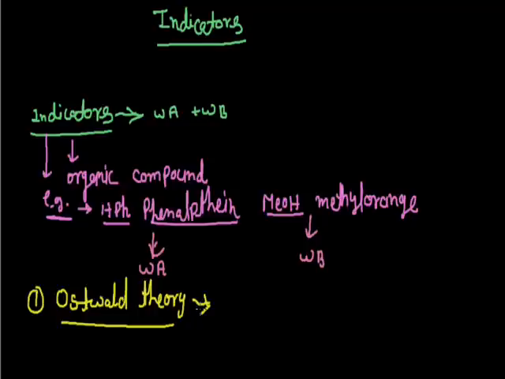Indicators change their color depending upon the ionization of the particular compound which is used as an indicator. For example, if we take phenolphthalein, HPh is the shortcut notation for phenolphthalein.